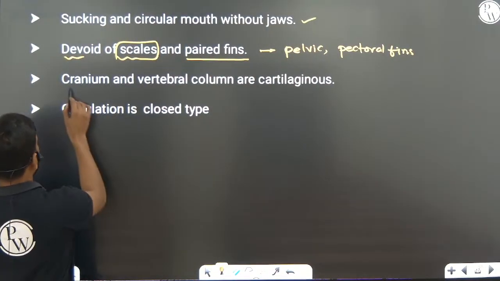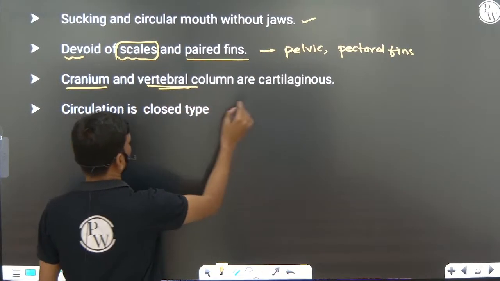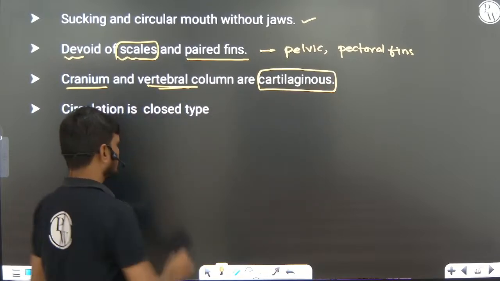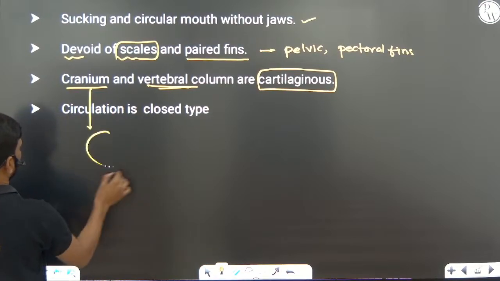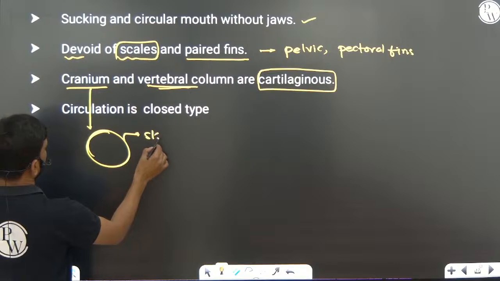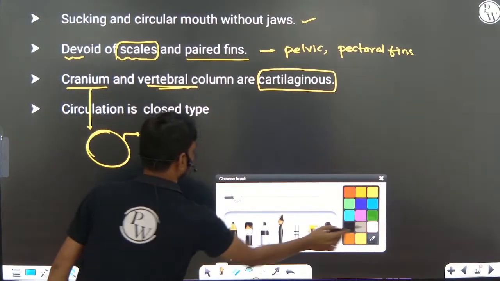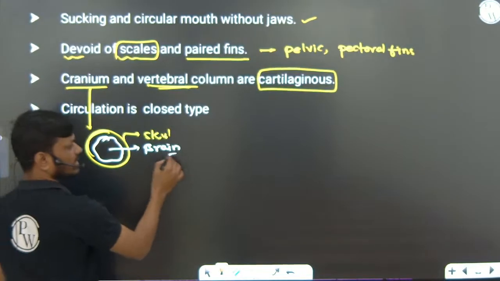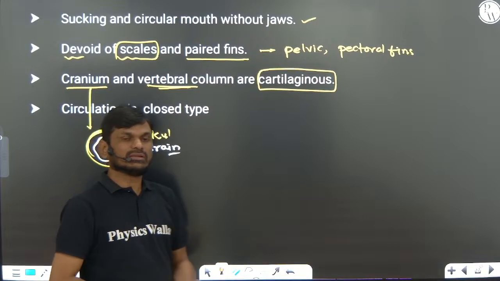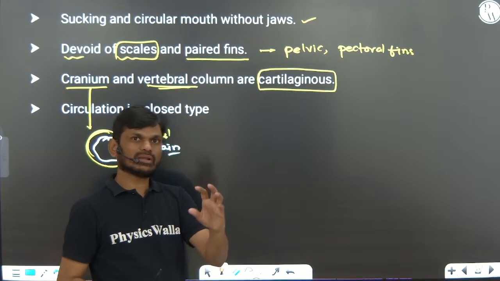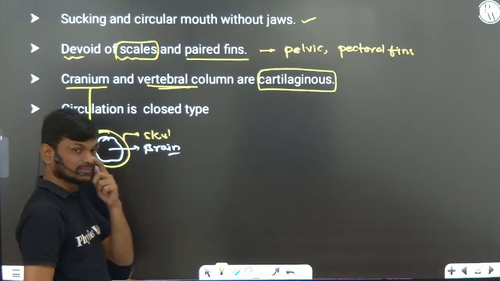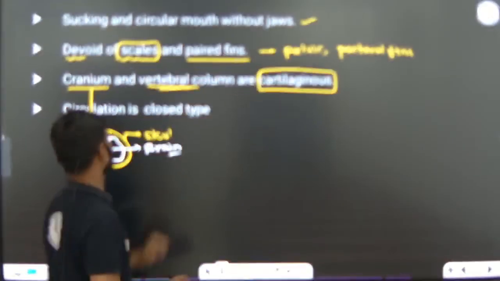The cranium and vertebral column are made only of cartilage, not bone. Cranium means the skull, a box. The delicate organ, the brain, is protected by a case, a covering. That covering is made up of only cartilage, so that's why we call it cranium. Both cranium and vertebral column are made up of cartilage.